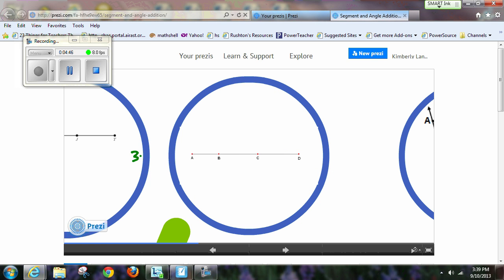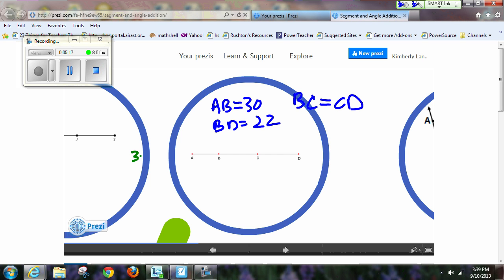All right, in our next slide, I'm going to create a legend. I'm going to say that AB equals 30 and BD equals 22. I'm also going to say that BC equals the same thing as CD. So the picture is provided for you. We can see that B and C are between the endpoints A and D on this segment.